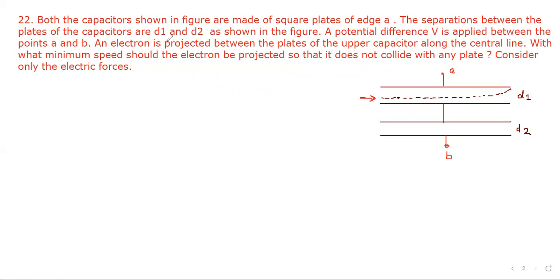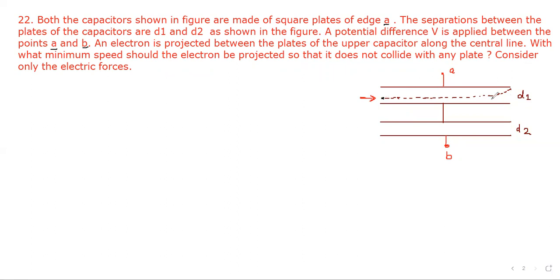Both the capacitors shown in the figure are made of square plates of edge A. The separation between the plates of the capacitors are D1 and D2 as shown in the figure. Potential difference V is applied between the points A and B. An electron is projected between the plates of the upper capacitor along the central line. With what minimum speed should the electron be projected so that it does not collide with any plate? Consider only the electric forces.